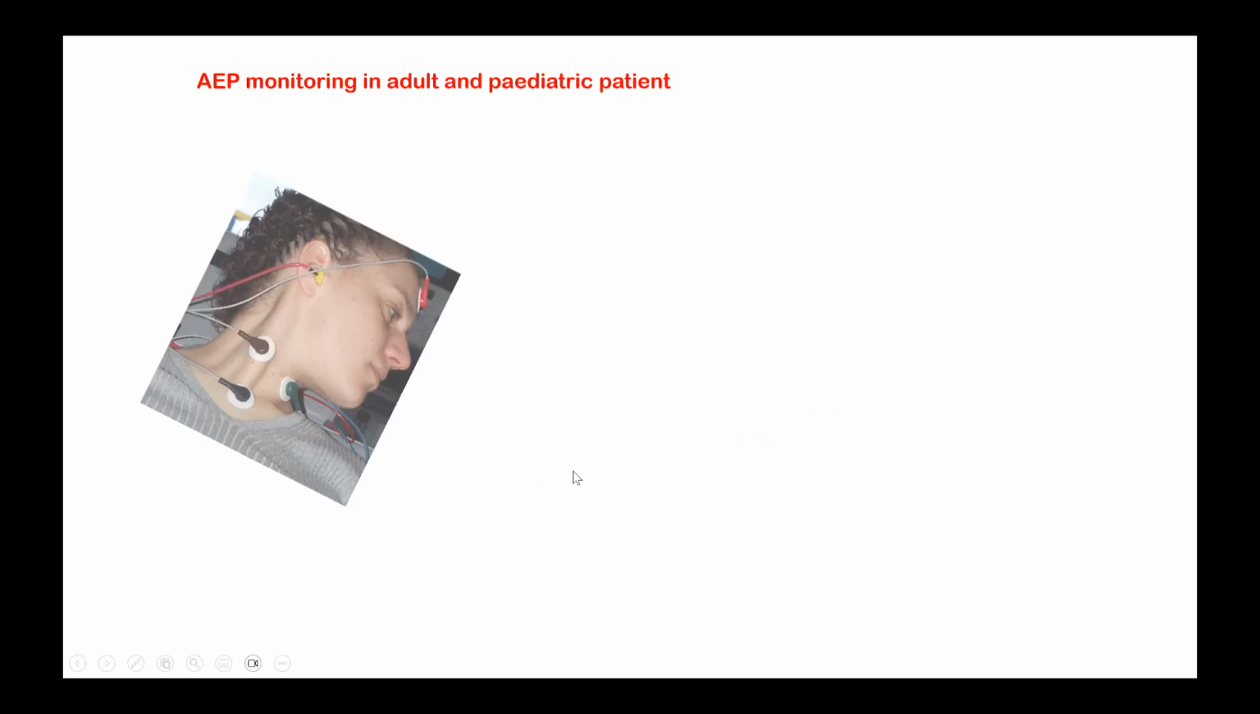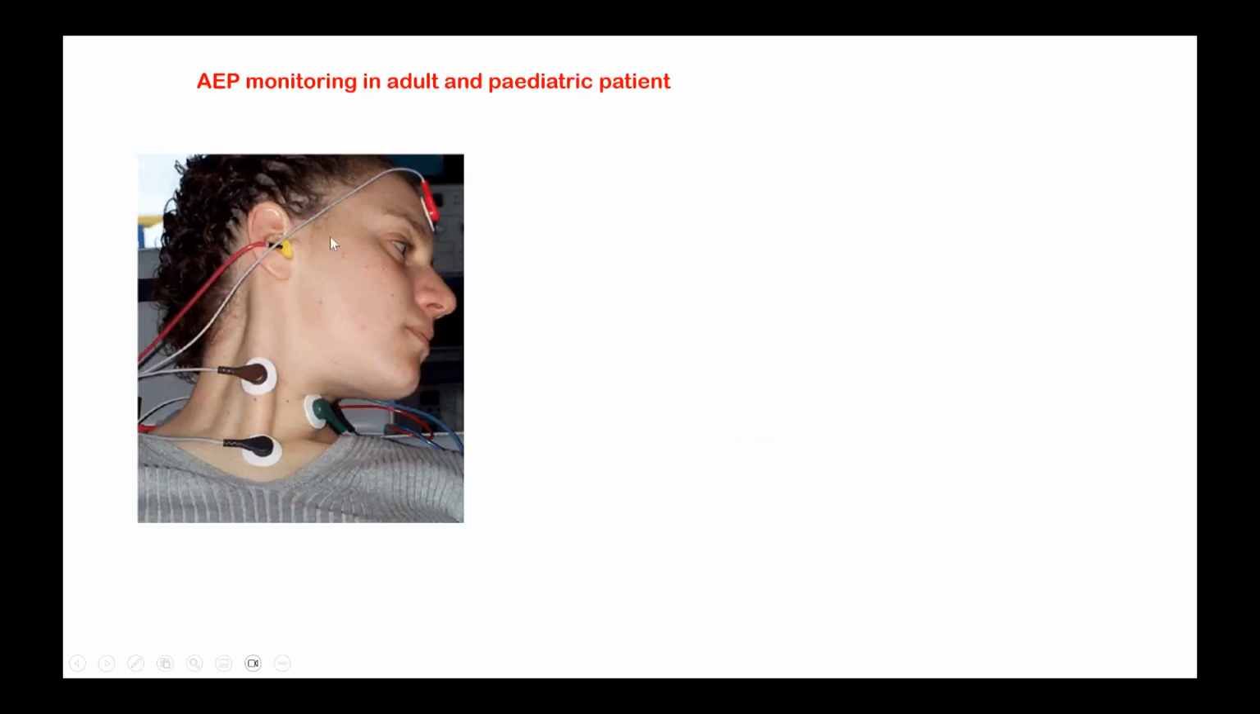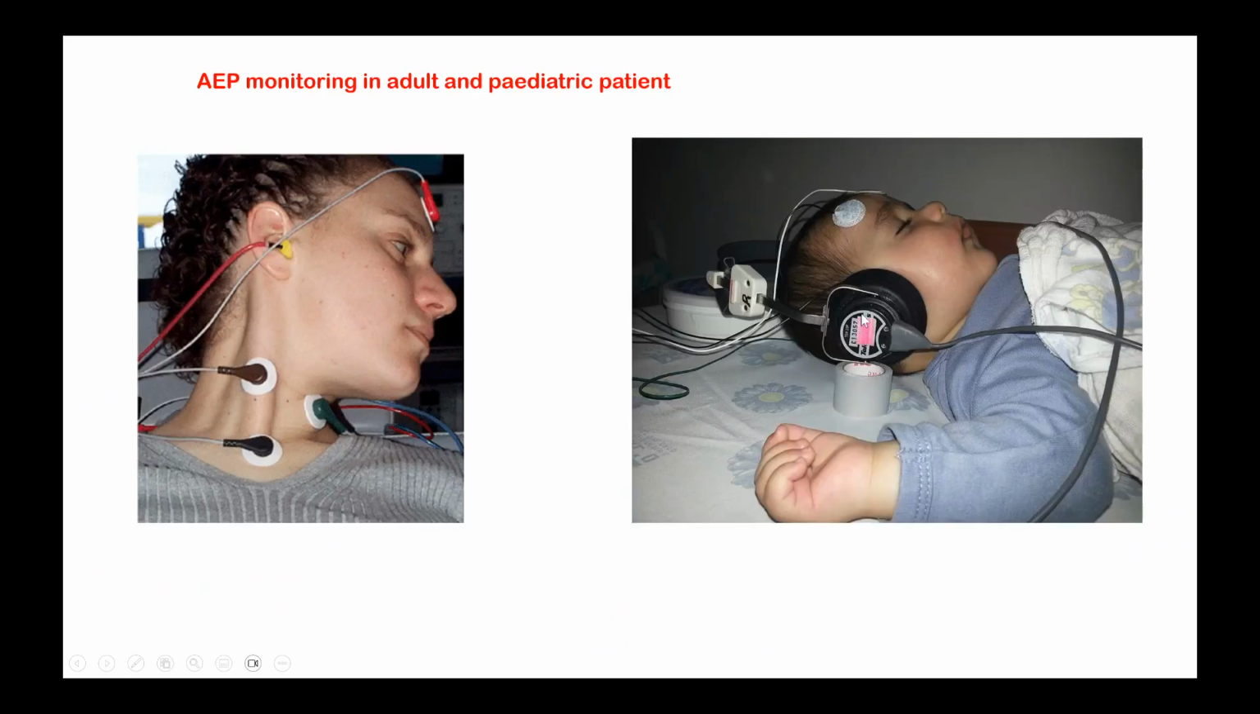And in AEP monitoring, this is how the whole thing is, electrodes are placed. It is not placed like your regular BIS monitor or entropy monitor. Then children, when you want to do the AEP, is more sensitive. That can be done by putting these headphones and then trying to record that.